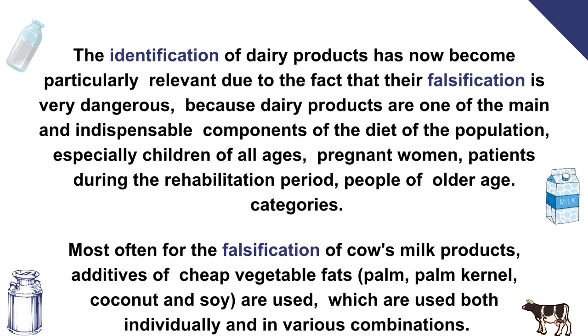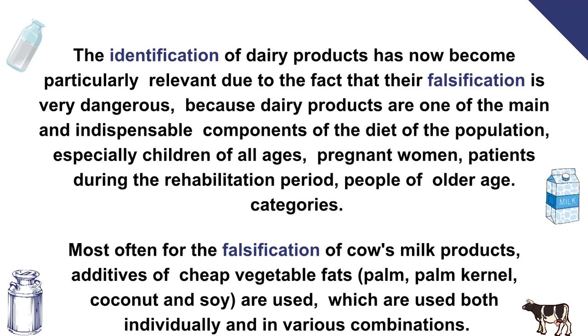Most often for the falsification of cow's milk products, additives of cheap vegetable fats, palm kernel, coconut and soy, are used, which are used both individually and in various combinations.